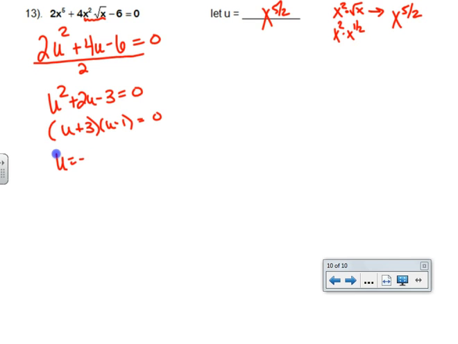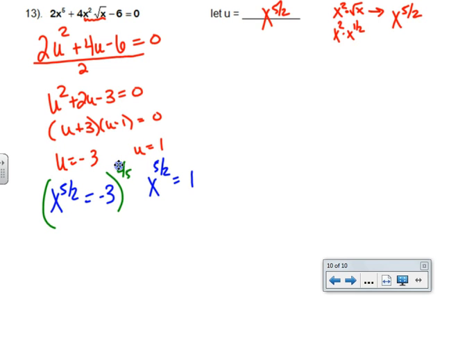I'm still not done, because u is x to the 5/2, and we are going to raise to the reciprocal exponent in just 1 minute. So, raising everything to the 2/5 power. We don't have to worry about i's, because 2/5 power is 5th rooting it, and we're allowed to 5th root a negative answer.